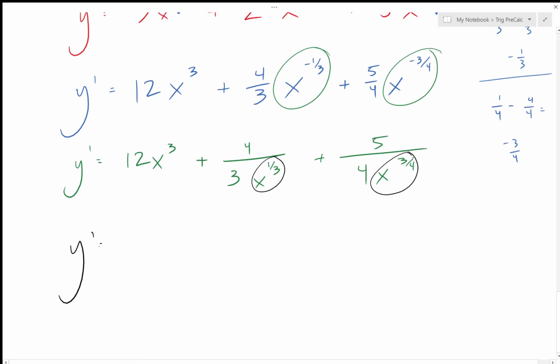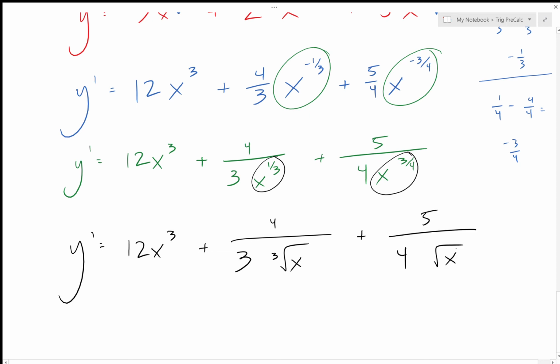Alright, and then again, if we need to change these ones into radical form, I'll write that answer as well. So 12x to the 3rd plus 4 over big 3, radical x to the 1 inside, so don't really need to show the 1, but the 3 would come up front here, plus 5 over 4, radical x. The number that stays inside is the 3, and the 4 is what moves forward. So either one of those answers are okay.